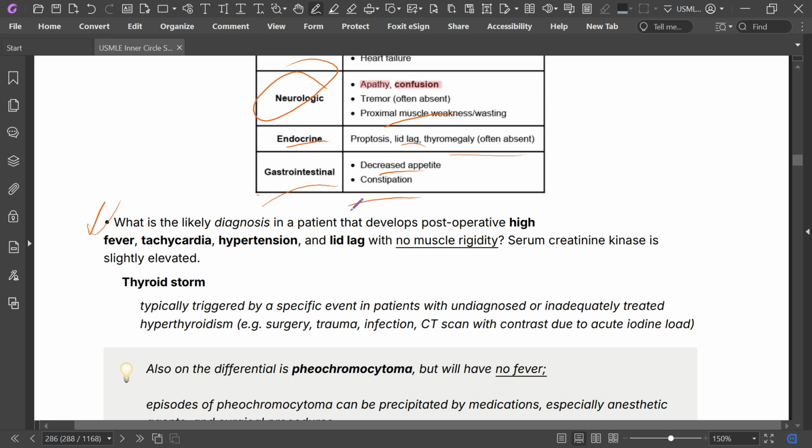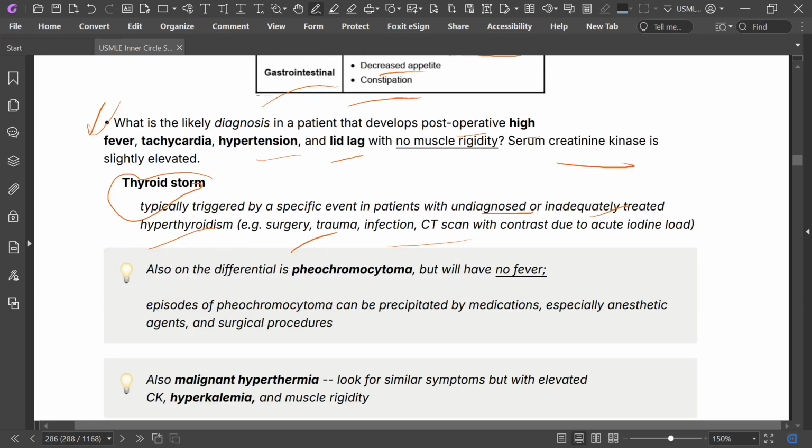What is the likely diagnosis in a patient that develops post-operative high fever, tachycardia, lid lag, hypertension, no muscle rigidity, and CK is elevated? This is thyroid storm. It is typically triggered by an event in patients with undiagnosed or inadequately treated hyperthyroidism: surgery, trauma, infection, or a CT scan with contrast due to the acute iodine load.